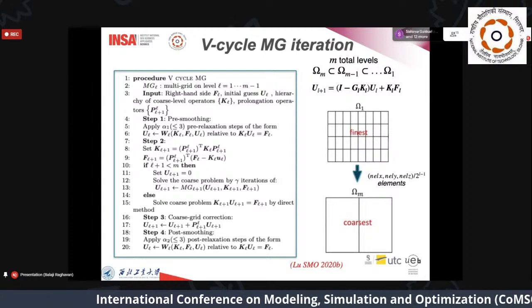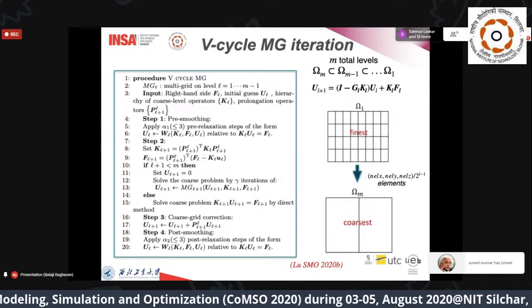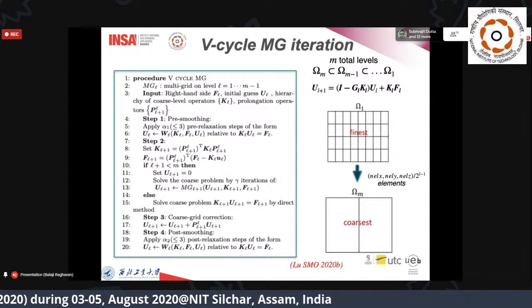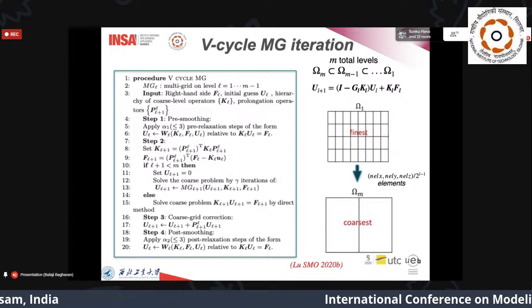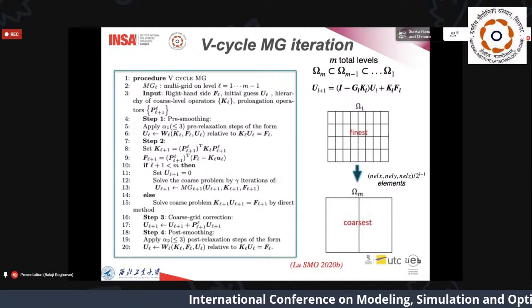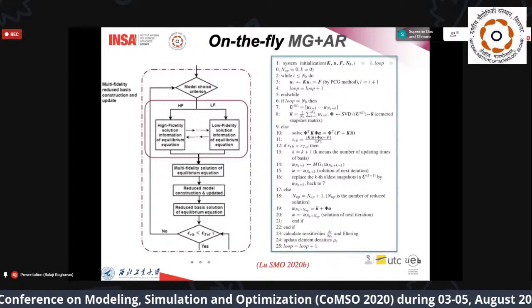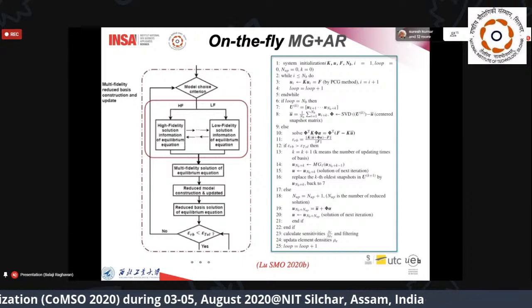So the whole idea is we want to shift from omega 1 to omega m, the finest to the coarsest, and at each level your number of elements is simply NELX, NELY, NELZ, this is the voxel mesh, divided by 2 to the power L minus 1. And what we did essentially is combine approximate PCA analysis with the multigrid method.